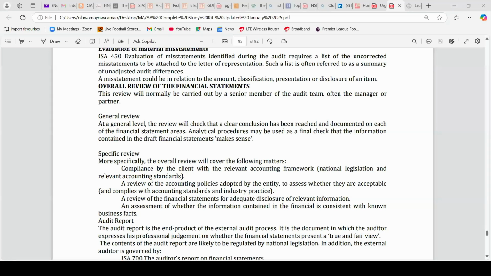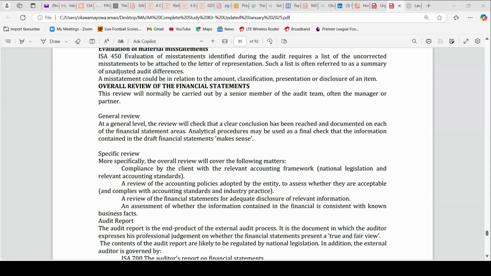So when we talk about misstatement, the auditor will come across different misstatements in the course of the audit. The standard that guides the auditor on misstatement is ISA 450, which is called evaluation of misstatement. The real name is evaluation of misstatements identified during the audit. So when the auditor is carrying out the audit, he will be documenting all misstatements that he comes in contact with.